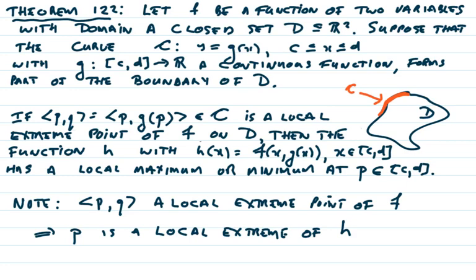We note that if the point (P, Q) is a local extreme point of the function f, then P is a local extreme of some function h of one variable. So, to identify local extreme points of f on the boundary, we need to identify local extremes of this function h of one variable. We will not prove this theorem, but let's do some examples to apply the knowledge we've gained so far.